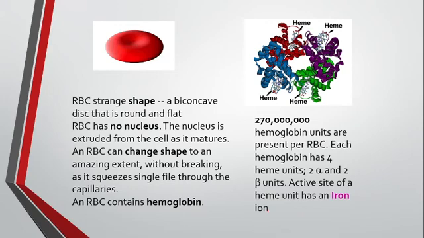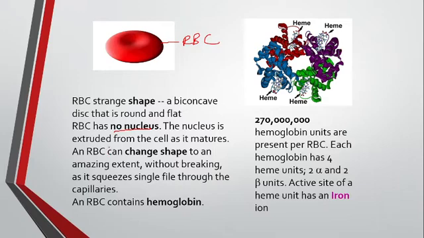This cell also does not have cellular organelles such as mitochondria. The RBC has a strange shape, the biconcave disc. You can see this is the structure of the RBC, a biconcave disc that is round and flat. This RBC has no nucleus.